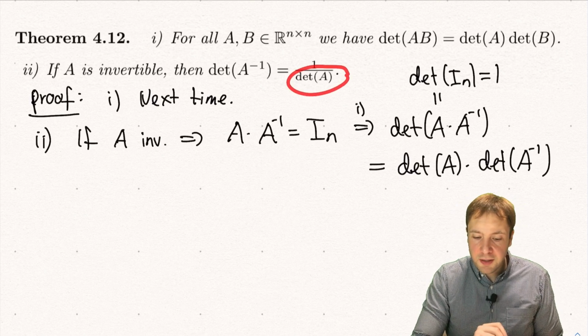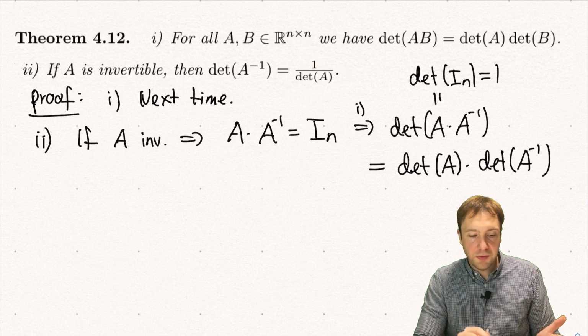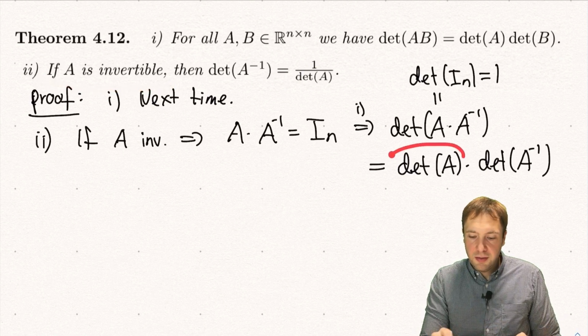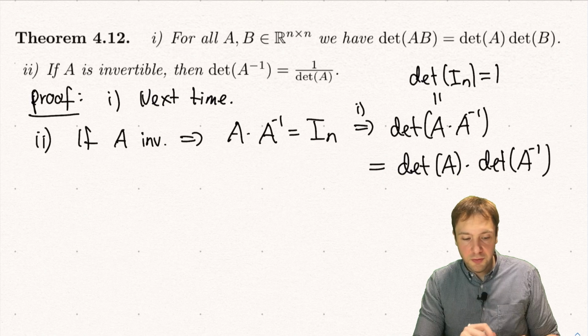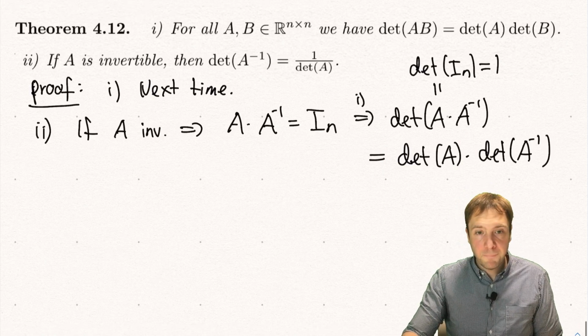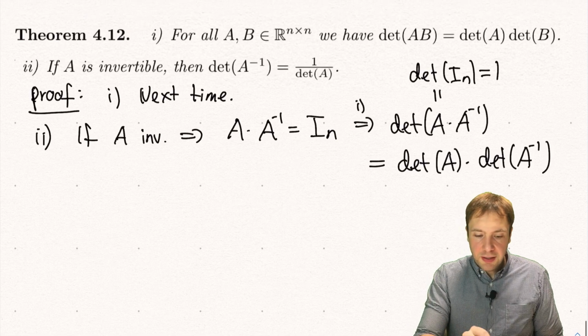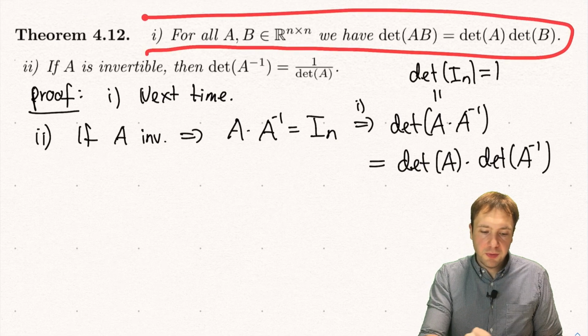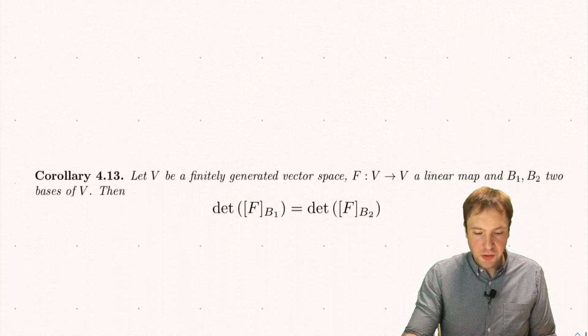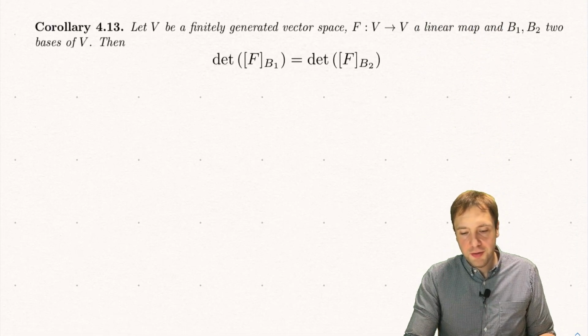And also we can divide by the determinant of A because we just learned that the matrix A is invertible exactly when the determinant is not 0. So we don't divide by 0 here. Okay, and one consequence of the first statement here is also now the following.